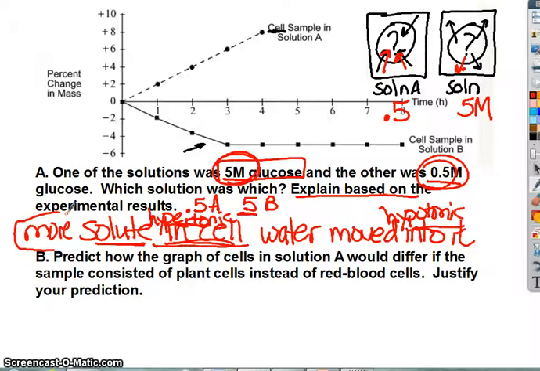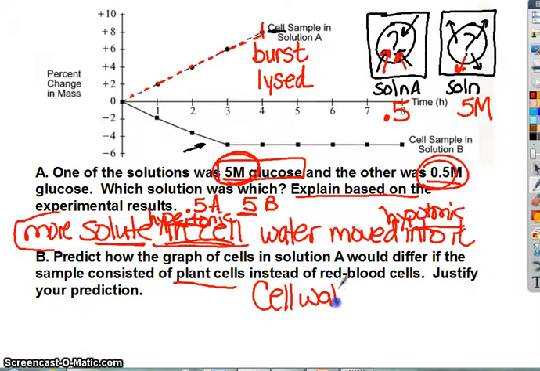The second question asks you to predict how the graph of the cells in solution A would differ if it had been plant cells. So what they're expecting you to figure out here is that this cell gained weight and then there's no more data after this. And so probably what happened is the cell burst or lysed. In a plant cell, we know that a cell will not burst because of the cell wall. So the explanation should have included something along the lines of the cell wall, and therefore the cell would swell and increase the pressure, but it would not actually burst. It would actually be able to reach sort of an equilibrium because the pressure would compensate.